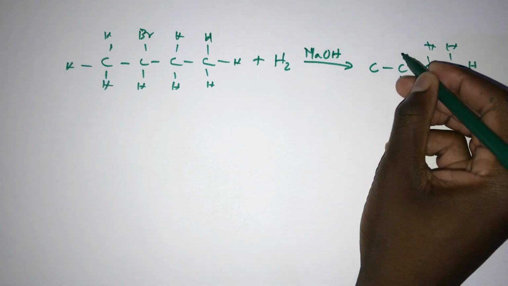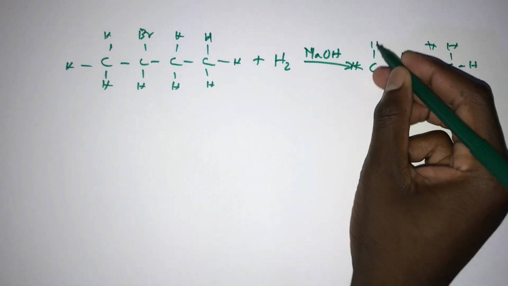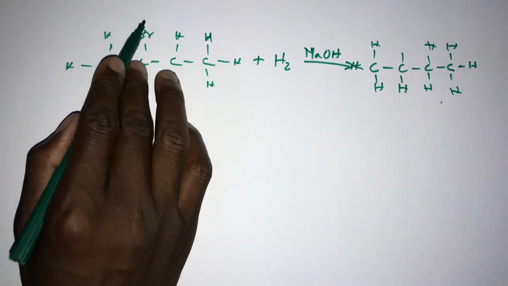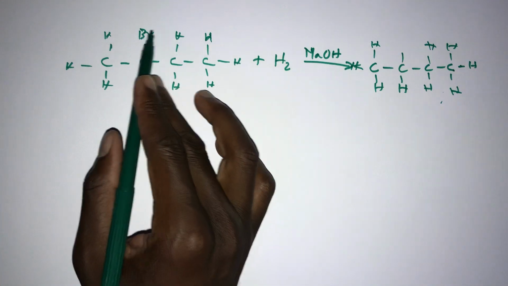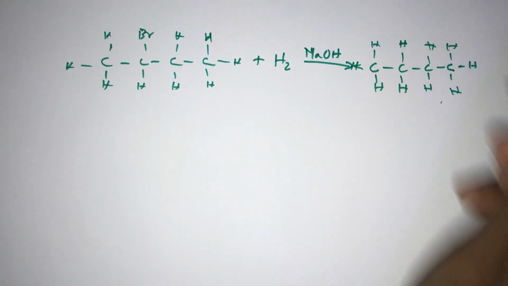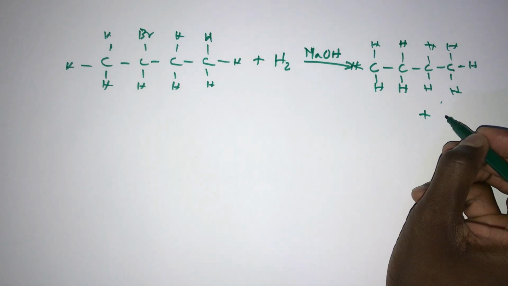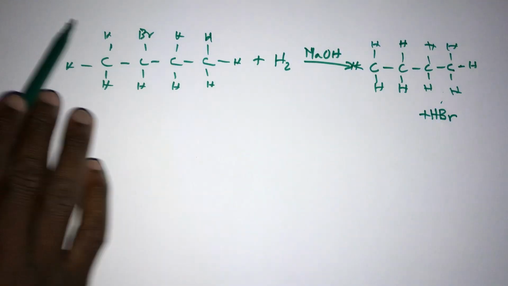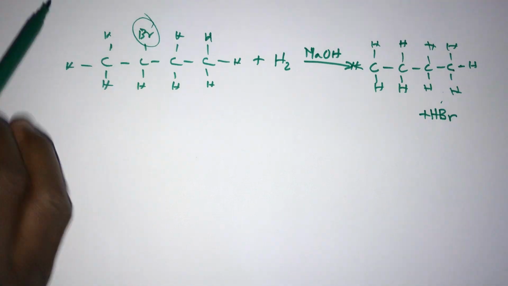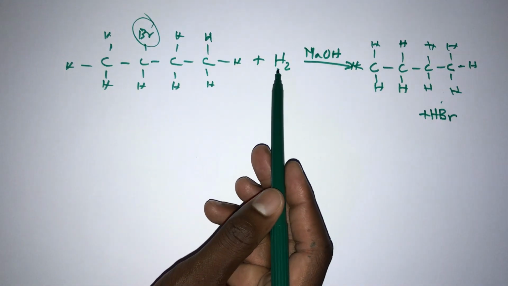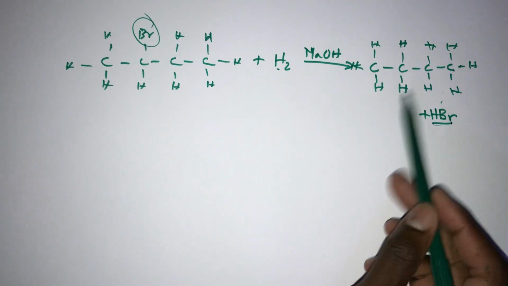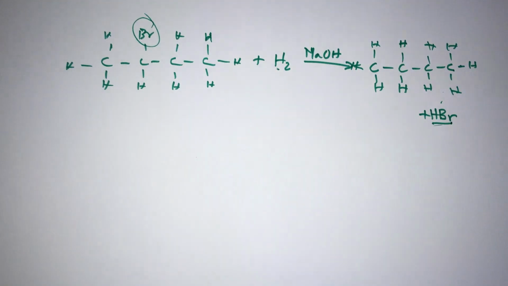So that means now we want to substitute Br with H. We take one H here and put it here. So we're going to have H here. That means now at the end we're going to have a plus HBr. Why? Because we substituted this Br with what? With one H here. So the other H now is bonding with Br. So these are the products from this reaction.